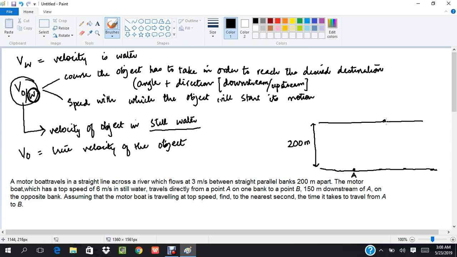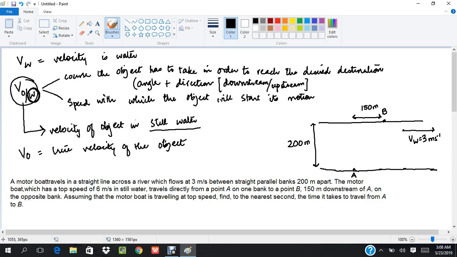So point B is going to be somewhere here, and the distance between A and B is going to be 150 meters. Okay, water is flowing at a velocity of 3 meters per second. Now let's see, this is my starting point A, this is my ending point B.